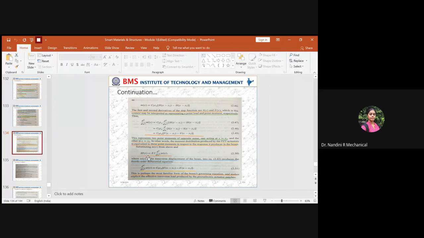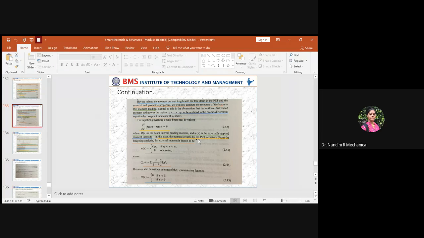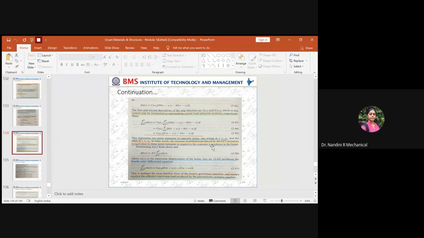So m of x here will show for another value. Small m of x is different and capital M of x is different. I told you small m of x refers to external loading and capital M of x refers to internal bending moment. So when we assume that one is acting at x1 and the other at x2, and the distribution of moment produced by the PZT is always equal to the point moments you take, then we can show the equation for internal bending moment also.